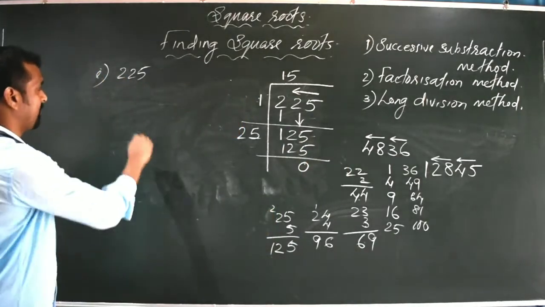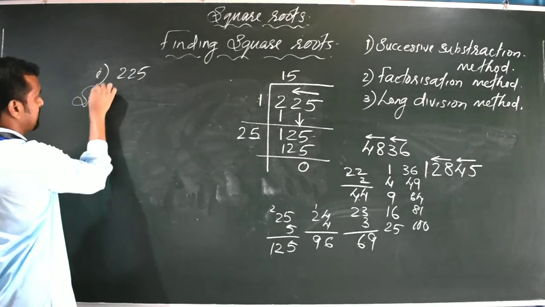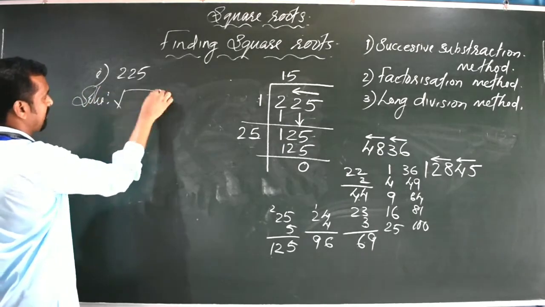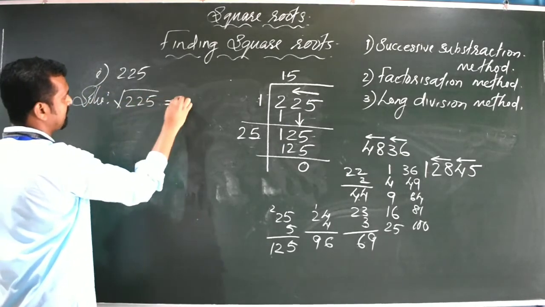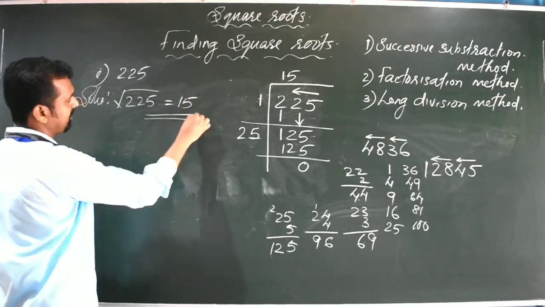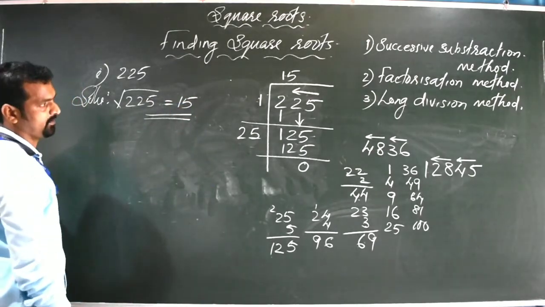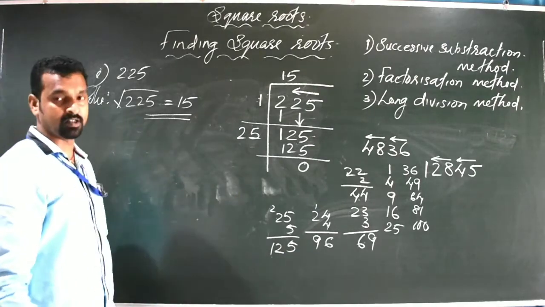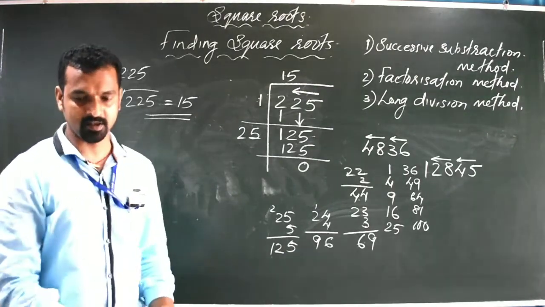So therefore we can write the answer here: square root of 225 is equal to, what is the answer? 15. Square root of 225 is equal to 15. So this one is the long division method. Okay, I will give you one more example.